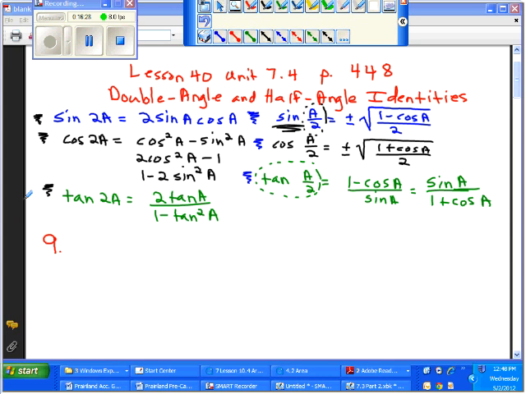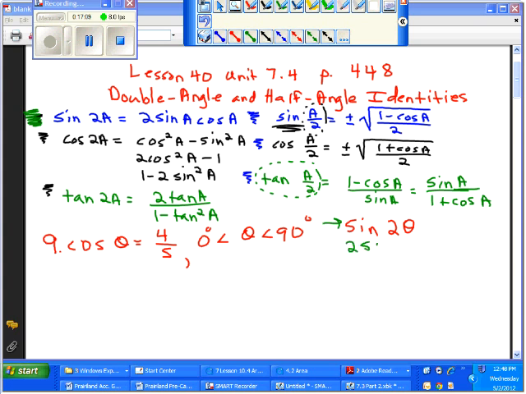Okay. It says that cosine theta is equal to 4 over 5 where 0 is less than theta is less than 90. And what we want to do is find sine 2 theta. Now, first of all, the sine 2 theta will expand using this equation, right? So sine 2 theta is going to become 2 sine theta cosine theta.